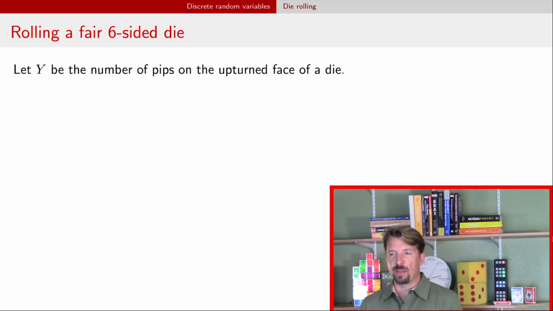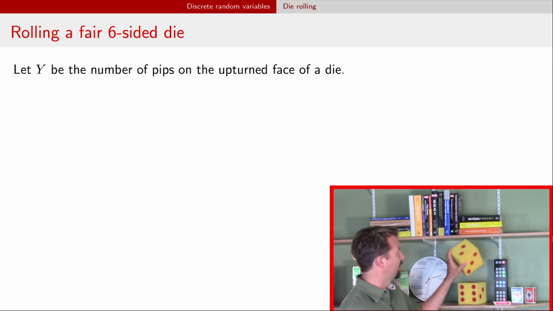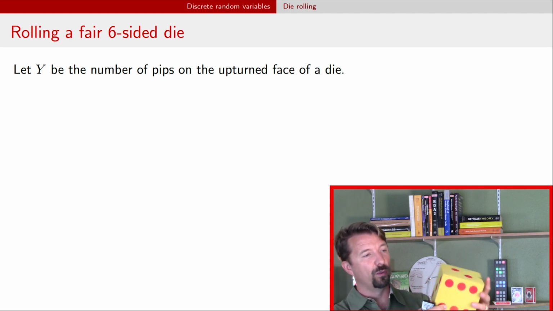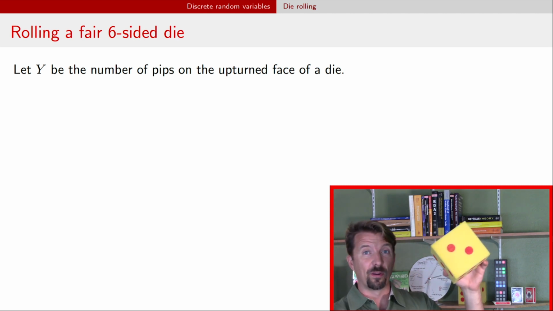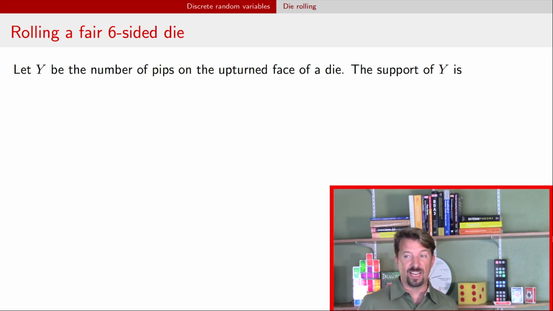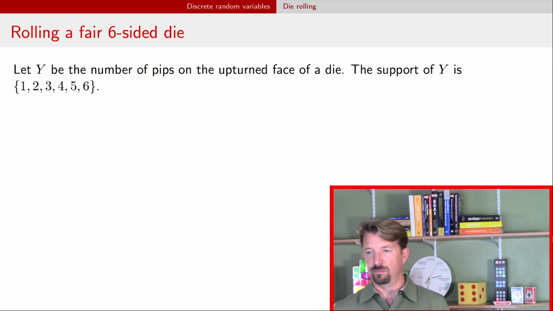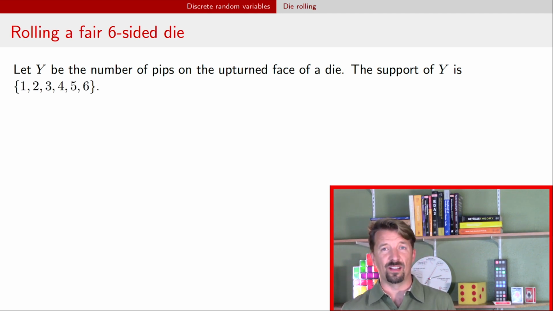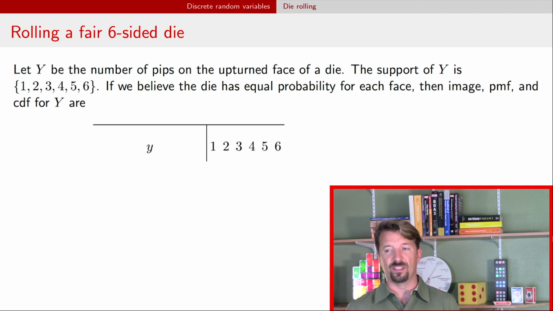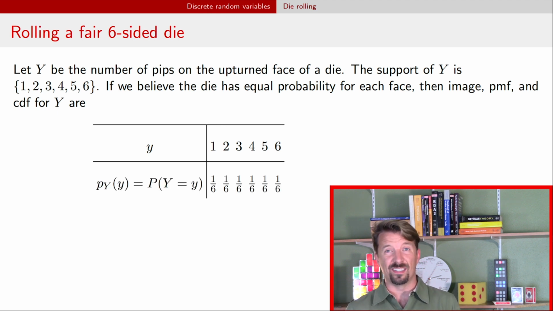All right, so here's another example. We have, back to our rolling of a six-sided die. When we roll that six-sided die, we might say that y, a random variable, is the number of pips or number of dots on the upturned face when we roll it. And we can describe a PMF and a CDF for that. The support of this random variable is just the values 1, 2, 3, 4, 5, and 6. If we believe that the die has equal probability, then the PMF is just 1/6 on each of the sides because they're equally likely.